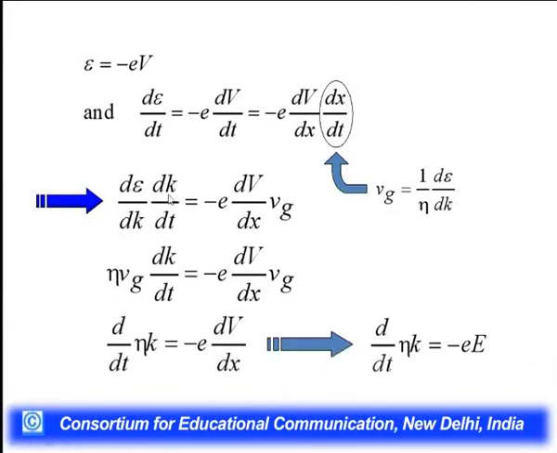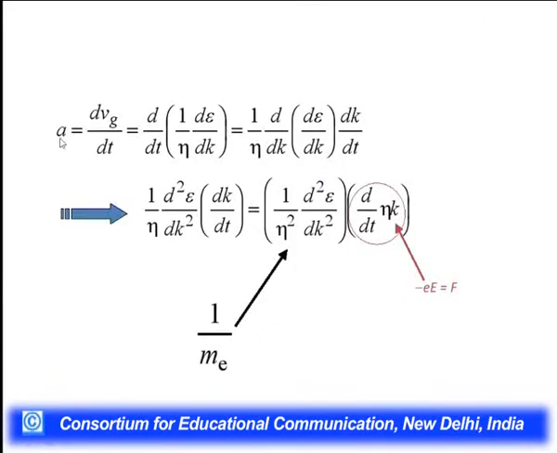Then dE/dk divided by dk/dt, means here we multiply and divide by dk, and then we have this equation which is equal to minus e dV/dx, and that will be multiplied by the group velocity vg, and then ħ vg dk/dt is equal to minus e dV/dx vg. Now ħ dk/dt is equal to minus e dV/dx. Then we define ħ dk/dt is equal to minus eE.